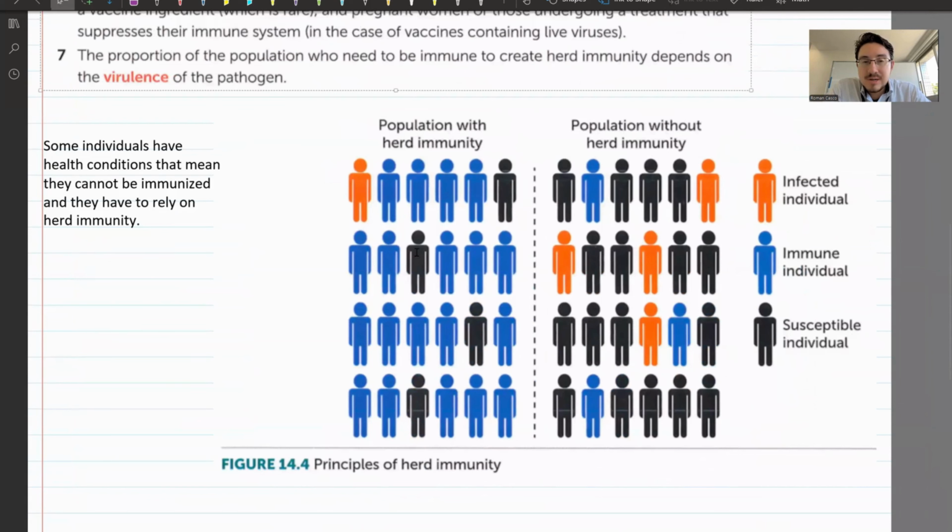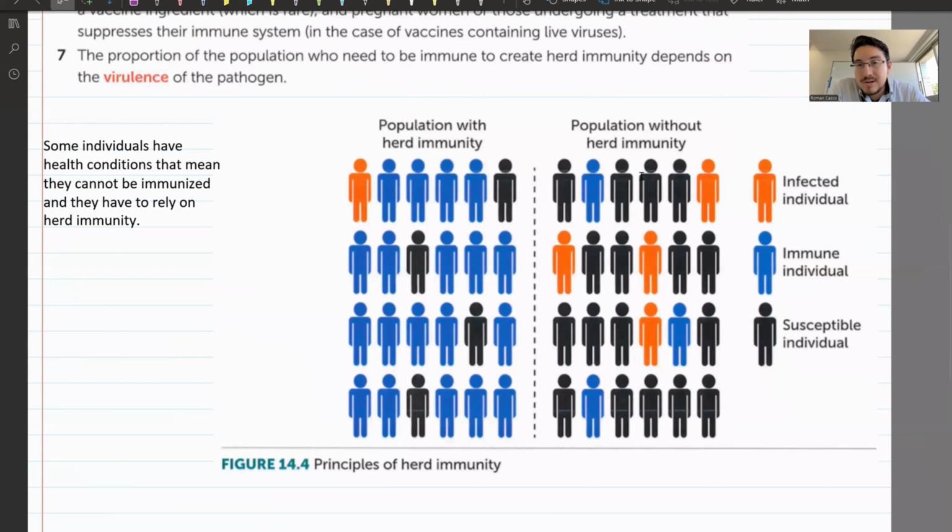So if you have herd immunity, take a look at these individuals. You have susceptible individuals in black. You have blue, meaning they're immune, and you have one infected individual, right? If you see how many people are immune, the likelihood of passing this infection to these individuals in black is much less, right? So you're kind of protected by these blue people, right?